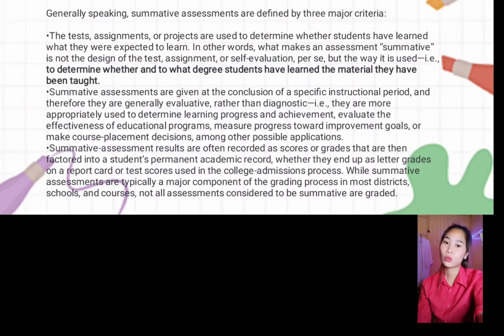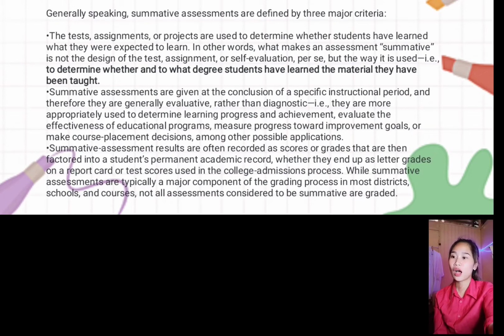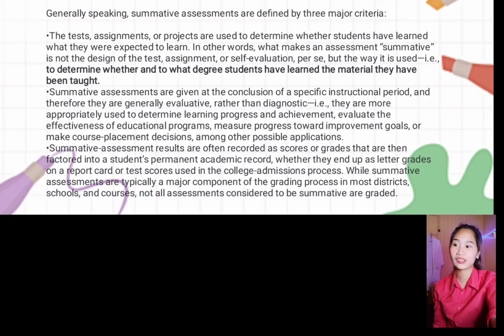So summative assessments are defined by three major criteria. The first one is the tests, assignments, or projects are used to determine whether students have learned what they were expected to learn. So in other words, what makes an assessment summative is not the design of the test, assignment, or self-evaluation, but the way it is used to determine to what degree students have learned the material they have been taught.